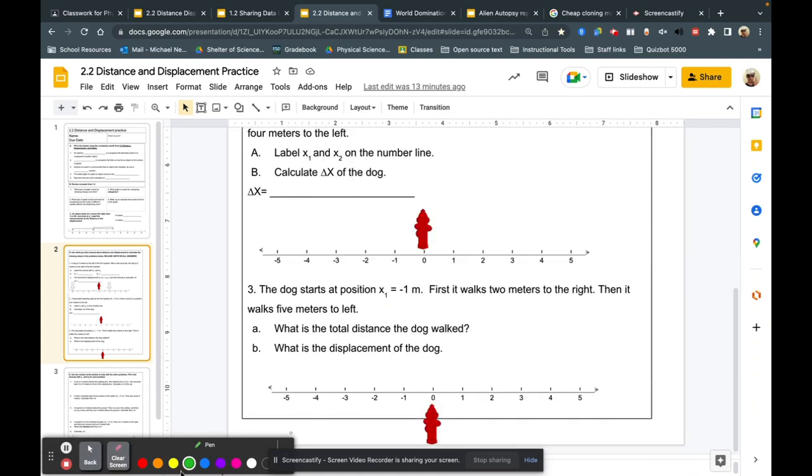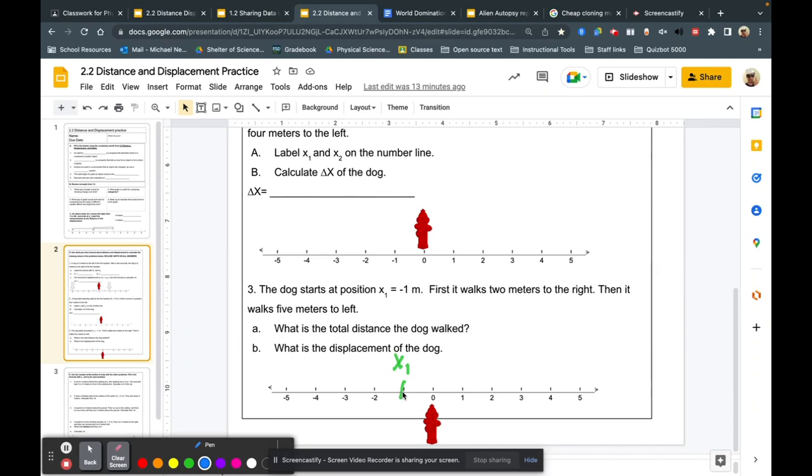Number 3 is a little bit different in that it is asking you to find both the distance and the displacement. To do that, let's first label x sub 1 for the dog. That's at negative 1 meter. We don't know what x sub 2 is, so we have to follow the directions to figure out where it was going and where it ended up.